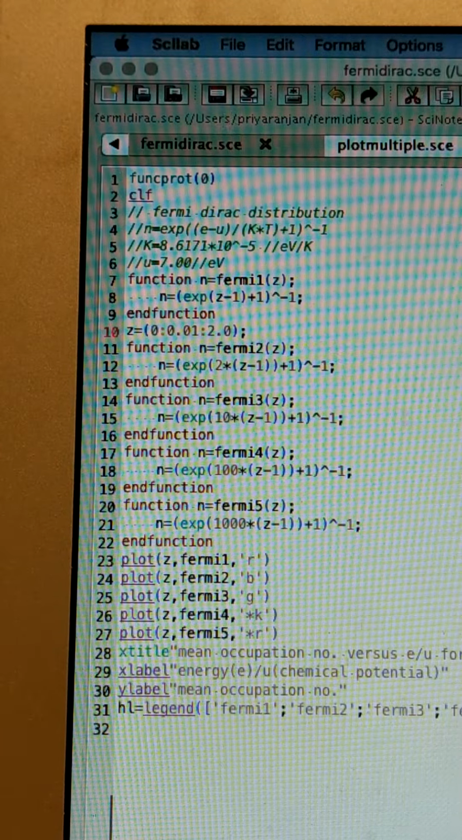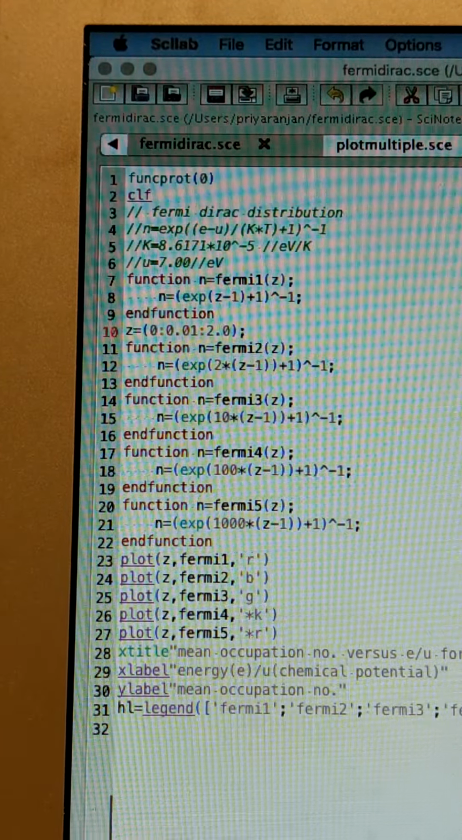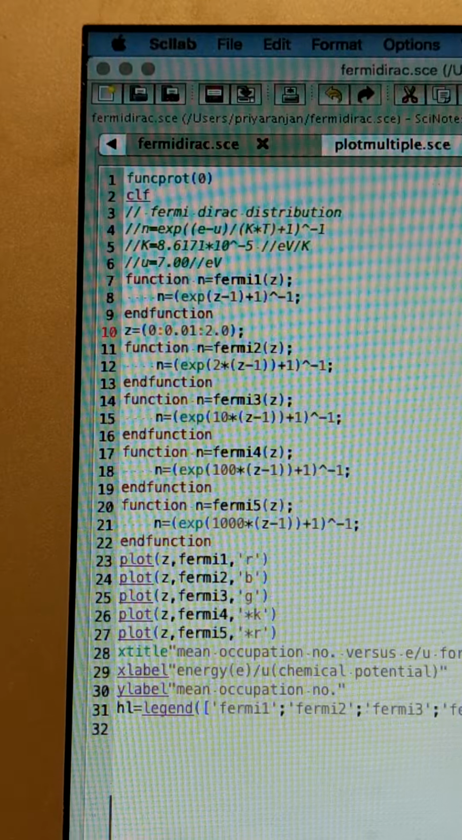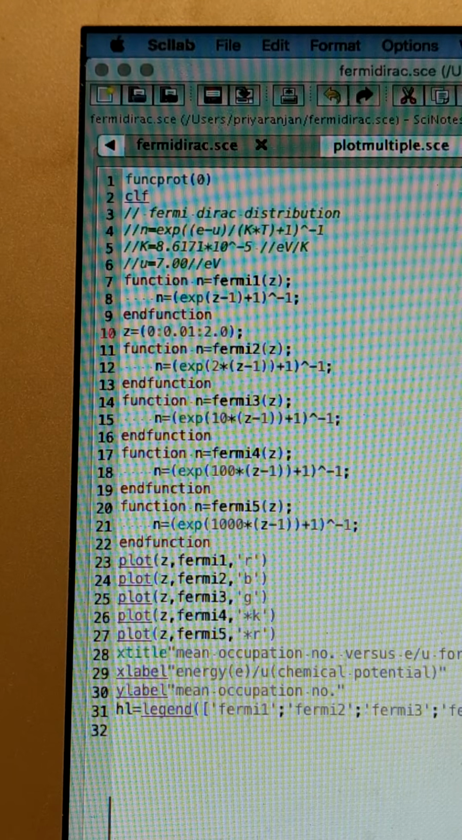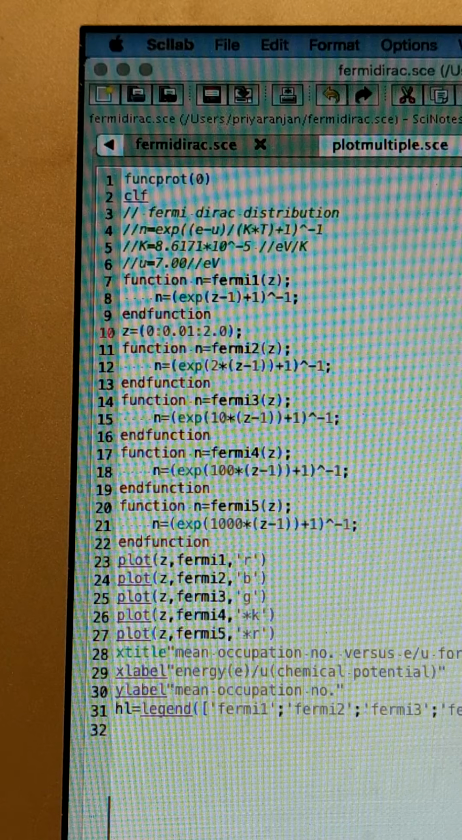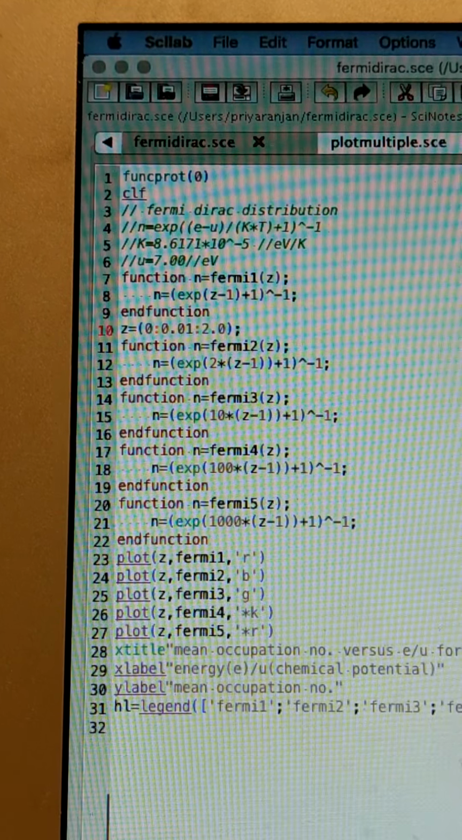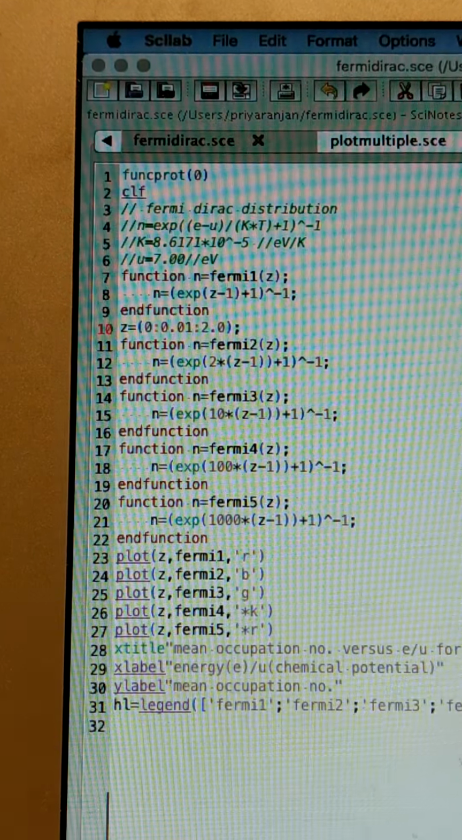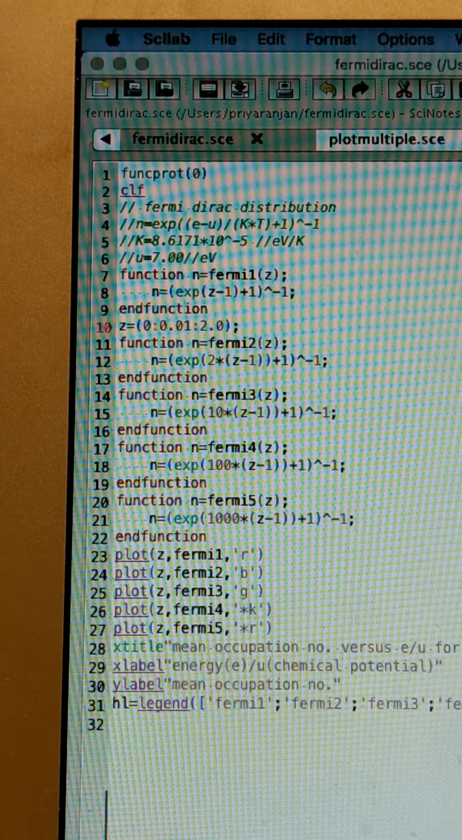If we take off from where we left on the whiteboard, the function will read like this. The first line will be func prot theta, as you have always done. This is to protect the function. And then we will have CLF, that means you clear the graphical screen.